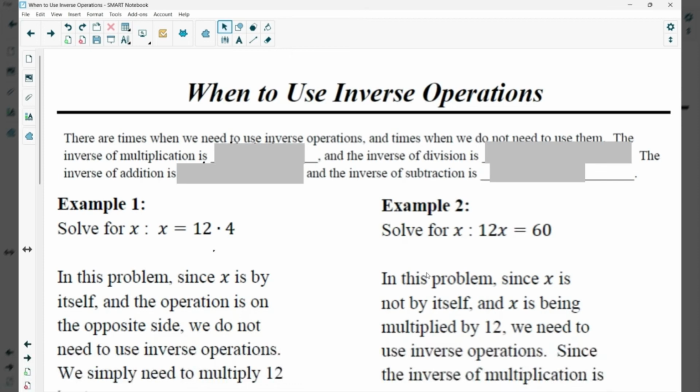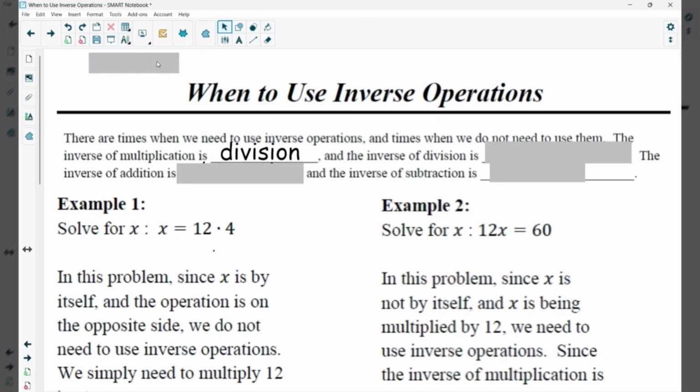This video is going to cover when to use inverse operations. Sometimes it's difficult to know when we need to use inverse operations to find a solution or solve for a specific variable. There are times when we need to use inverse operations and times when we do not need to use them. The inverse of multiplication is always going to be division.